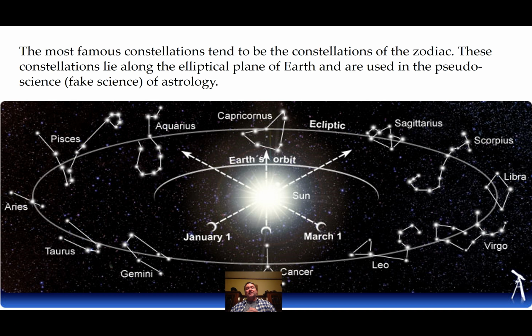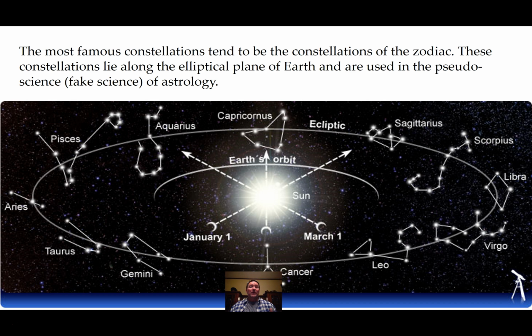Okay, whenever you start talking about constellations, the best place to start, of course, are those on the Zodiac. These are the constellations that follow along the Earth's plane of revolution around the sun. So it's that flat area. These constellations are outside of that. So whenever you start talking about these, where are these constellations most famous? They are most famous in the science of astrology.